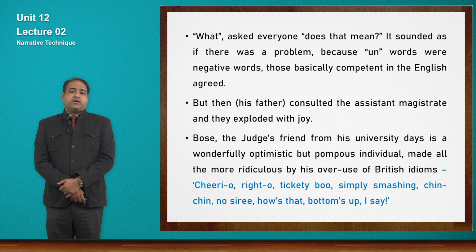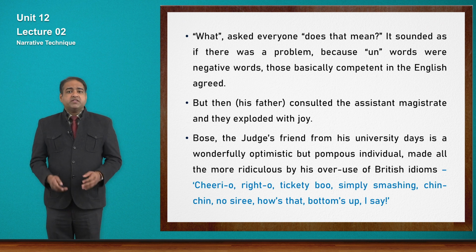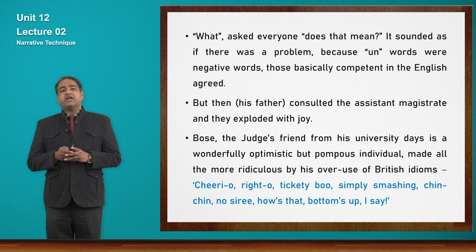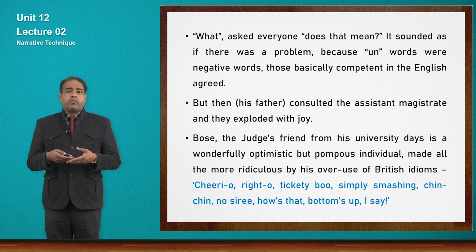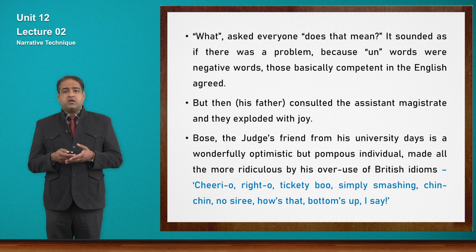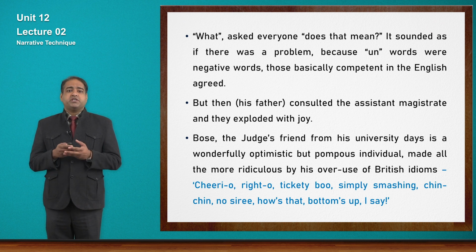"Bose, the judge's friend from his university days, is a wonderful, optimistic, but pompous individual, made all the more ridiculous by his overuse of British idioms." So friends, we find this funny aspect again in the dialogues of Bose. Bose was the judge's friend. They met each other when they were studying at Cambridge. So Bose used to speak in a very optimistic but pompous manner, a very grand manner, like he is projecting something, like in artificiality, he is using his language.